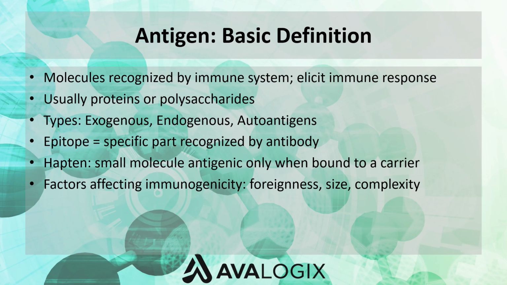Let's begin with the antigen. An antigen is any molecule that can be recognized by the immune system and elicit an immune response. Typically, these are components of pathogens, like bacteria, viruses, fungi, or even parasites. However, antigens can also include non-infectious substances such as pollen, food proteins, or even self-molecules in autoimmune disease. Most commonly, antigens are proteins or polysaccharides due to their structural complexity and diversity.